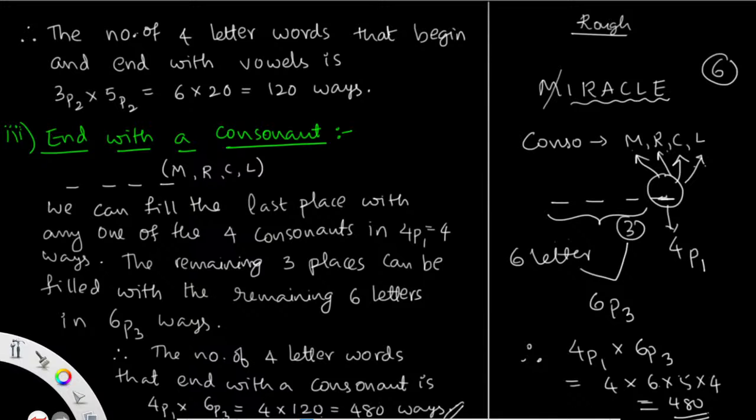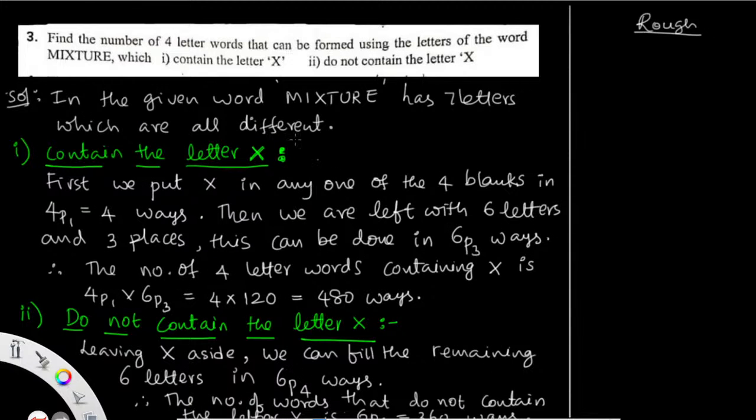Now I am going to the next page. Question number 3: find the number of 4-letter words that can be formed using the letters of the word MIXTURE, which (i) contain the letter X and (ii) do not contain the letter X. Read the question properly. Don't be afraid of these simple things, they are all simple problems. The given word is MIXTURE.